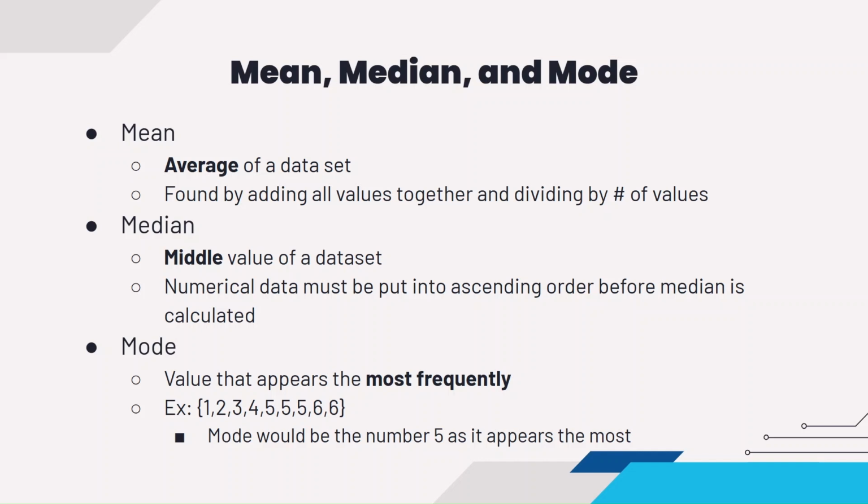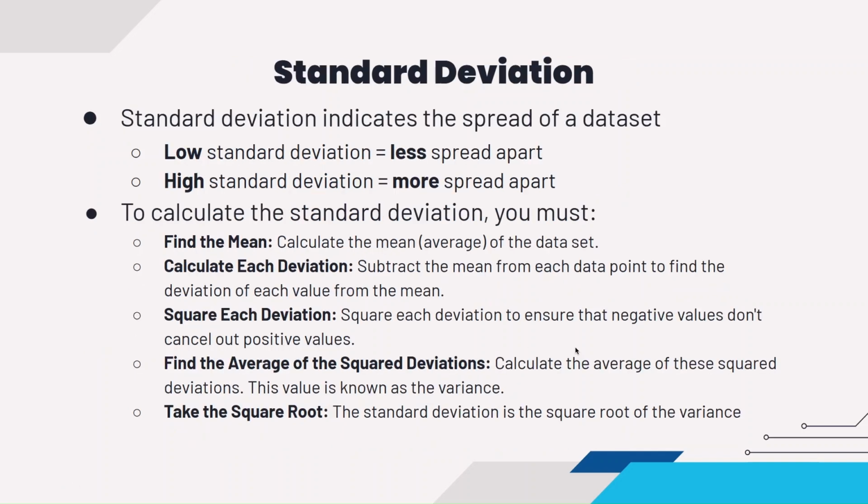Your median is simply the middle value in a data set, and the numbers have to be put in ascending order before you can find your median. Your mode is the value that appears most frequently in your data set. So in this example here, the mode would be the number 5 because it appears the most. Now let's just go on to some more advanced topics.